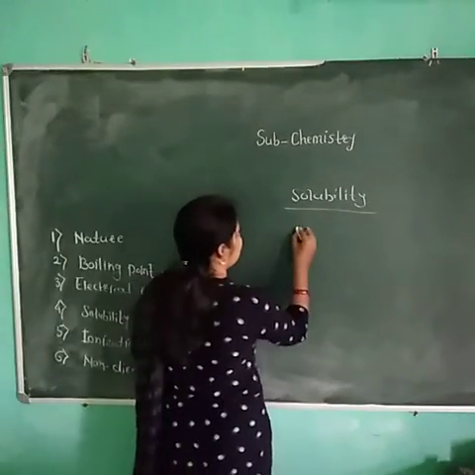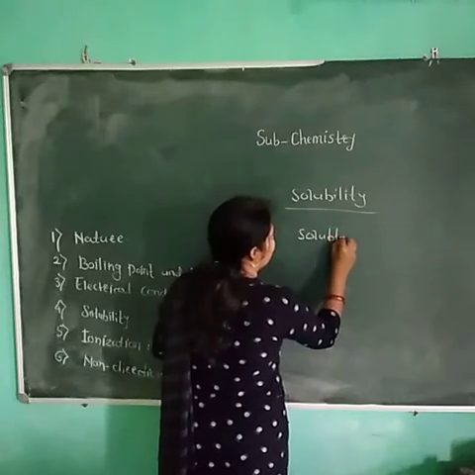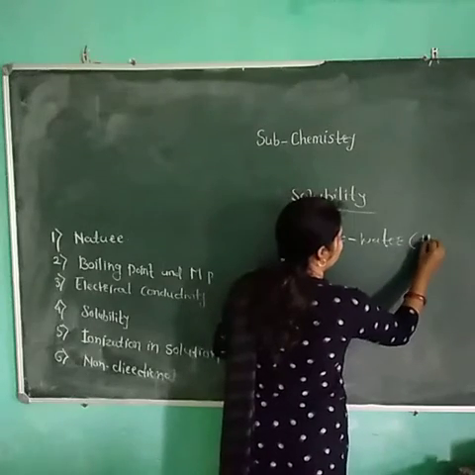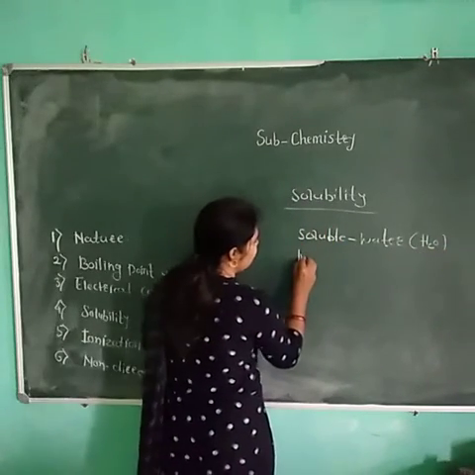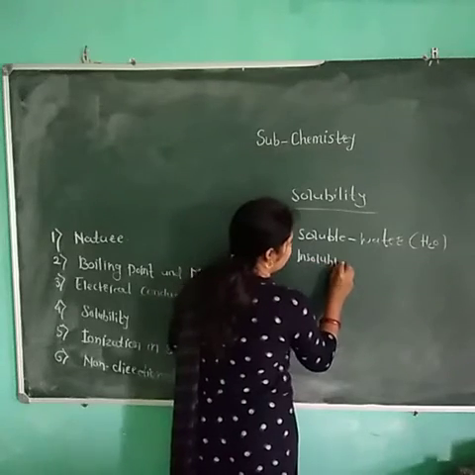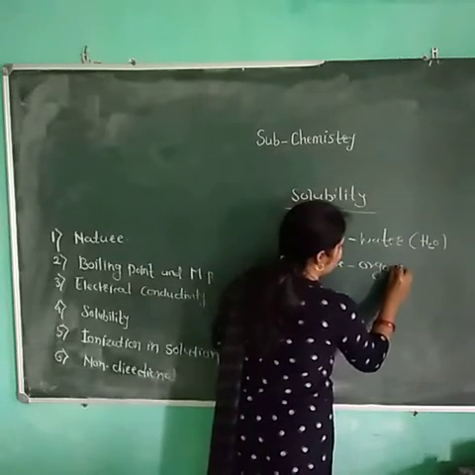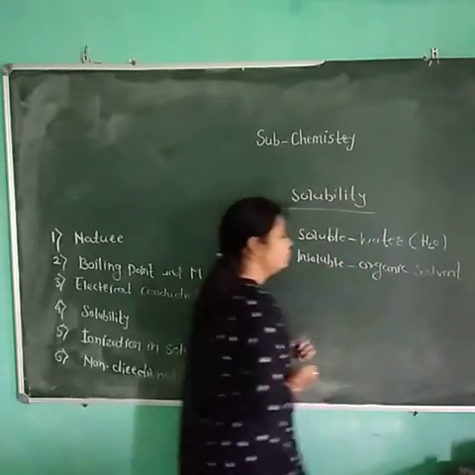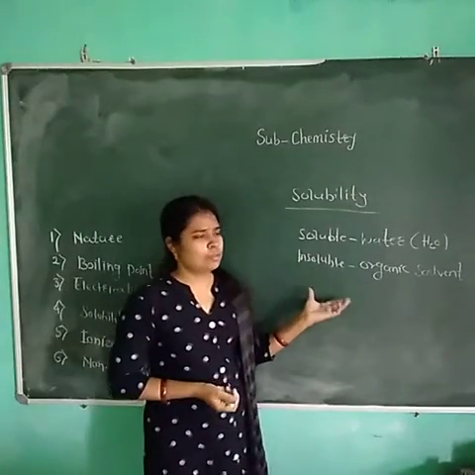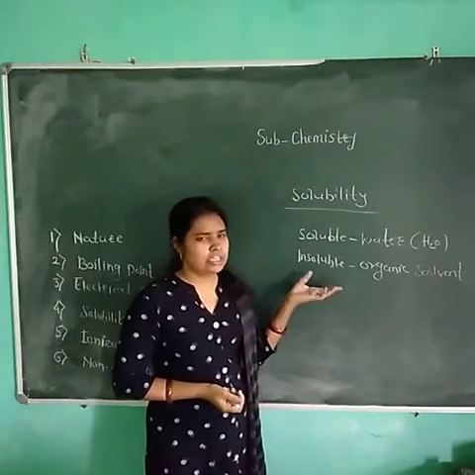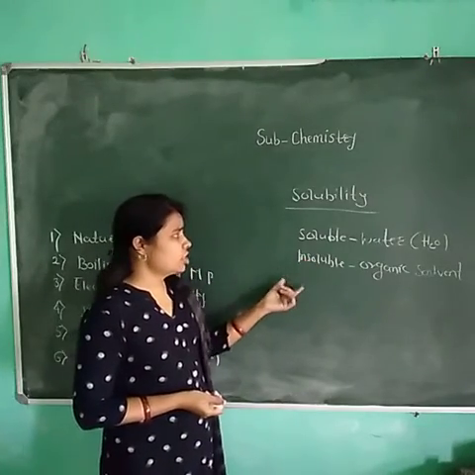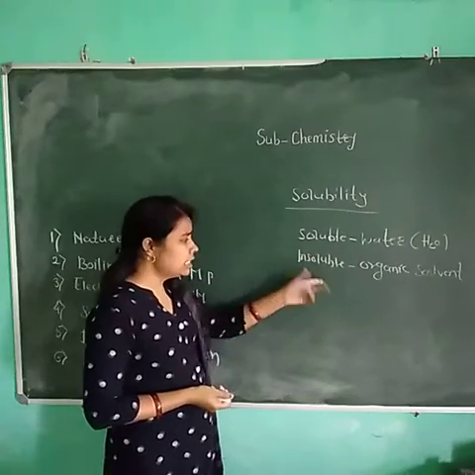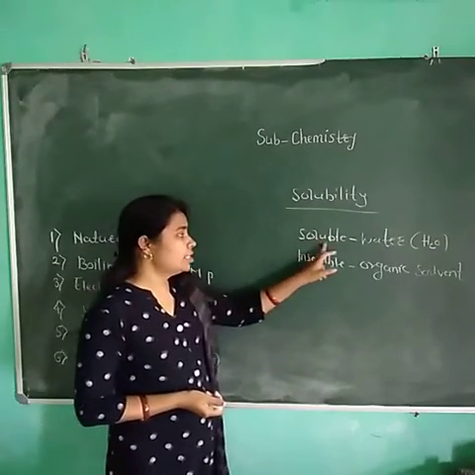Soluble in water, H2O, but insoluble in organic solvent. So what are organic solvents? Any organic solvent we can use, such as aniline. In organic solvents, NaCl is insoluble or the amount dissolved is negligible. It is insoluble in organic solvent, but it is soluble in water.